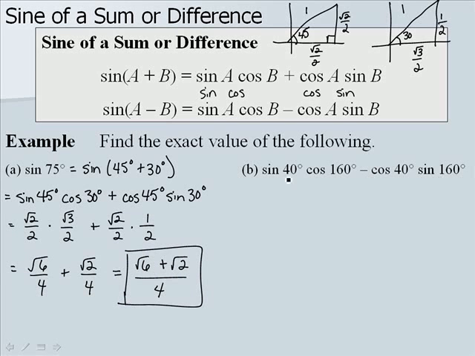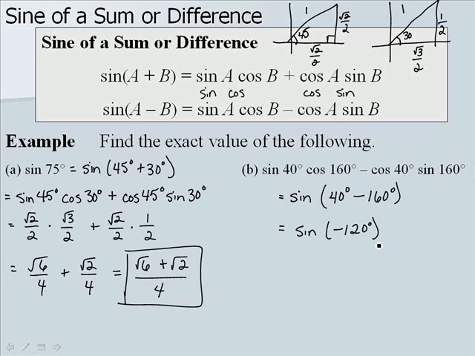Now for this example, we're going backwards. Notice that it's already been expanded for us, and we want to go back to one function with our angles being added. So sine, cosine, cosine, sine, and we notice we have subtraction, so this will be the sine of our two angles being subtracted, so we have 40 degrees minus 160 degrees. That is equal to the sine of negative 120 degrees.